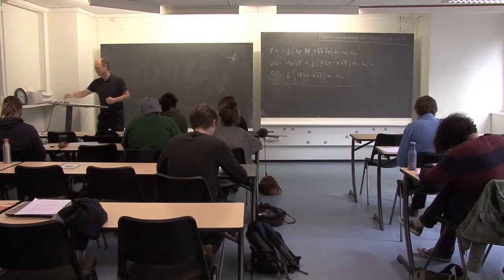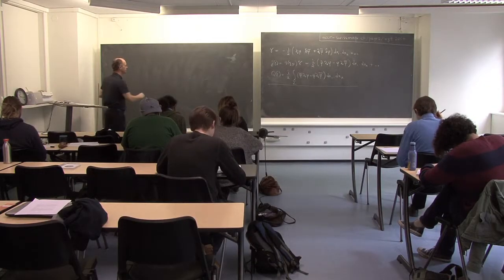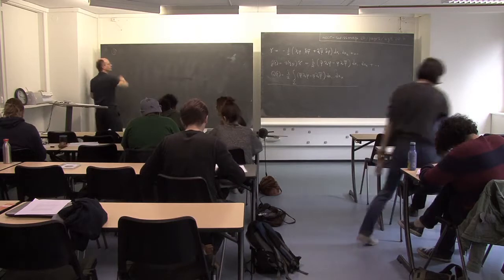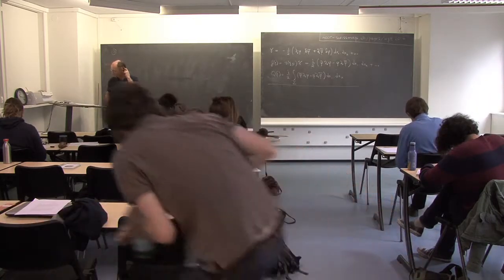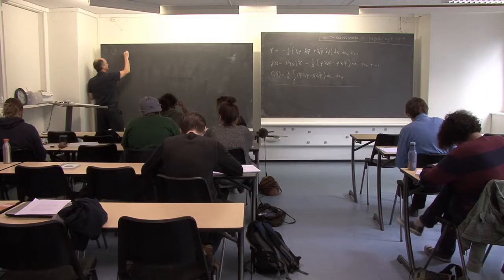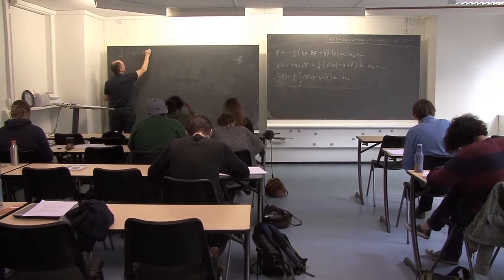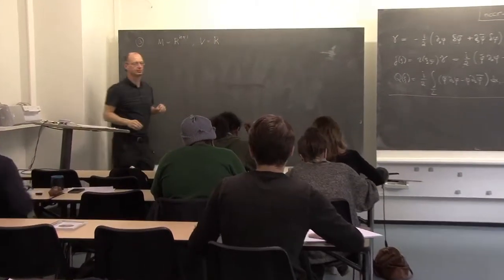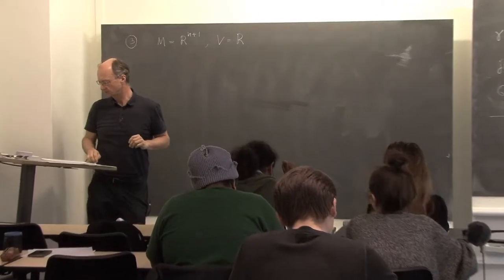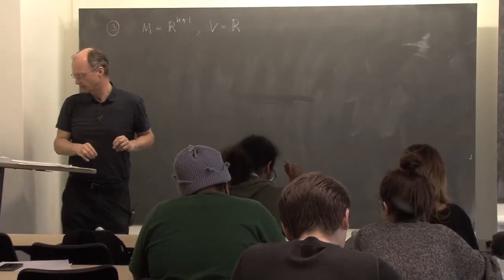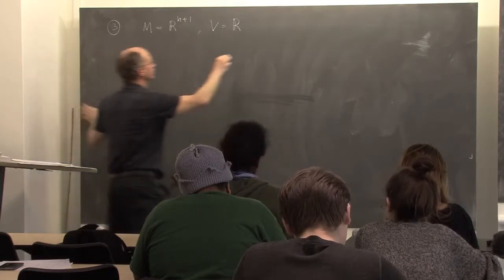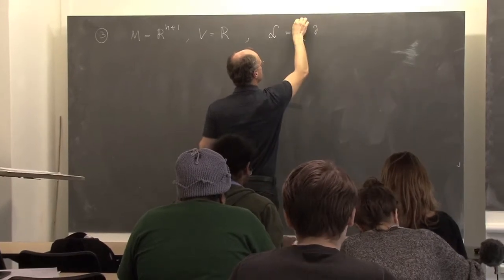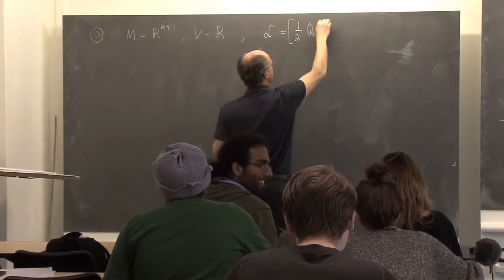All right, let's continue. I would like to show you one more example. In this example again, M is R m plus 1. V is R. So that's a scalar field. The Lagrangian is the standard Lagrangian of the scalar field.